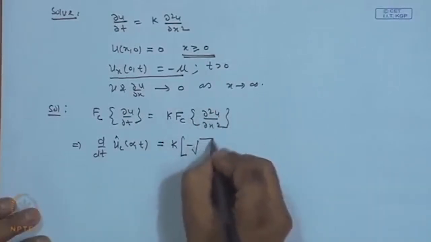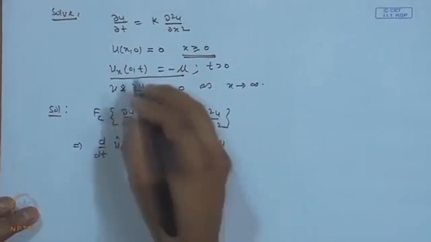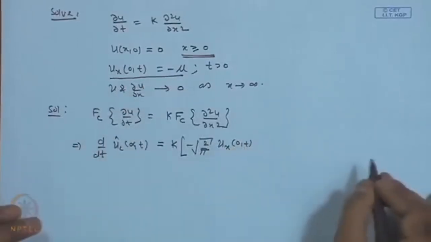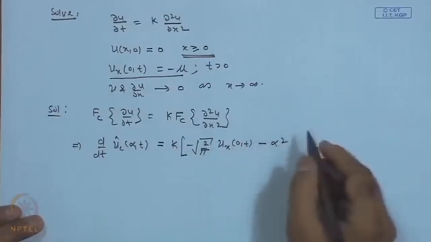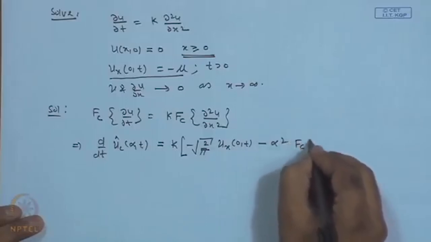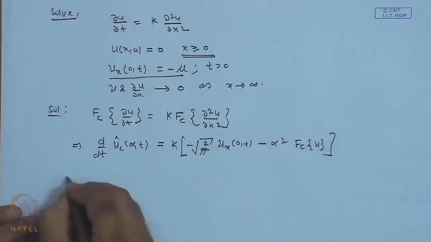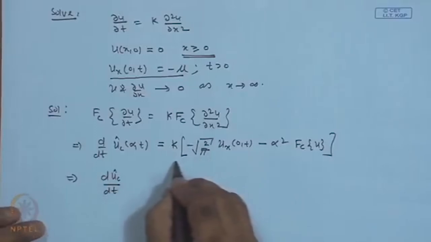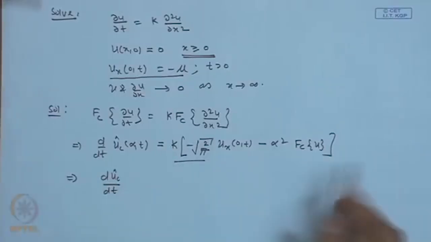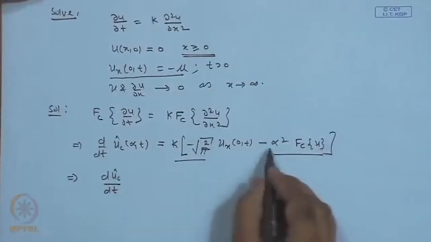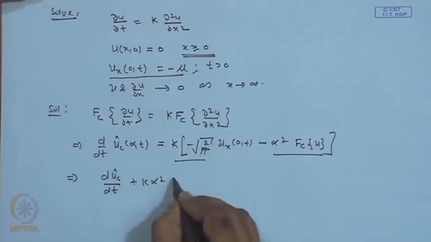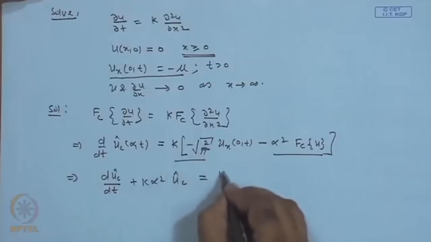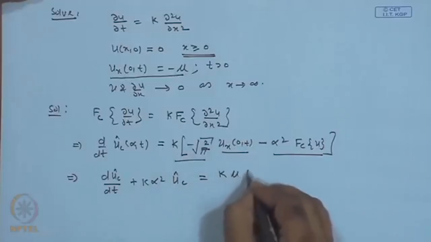Now the Fourier cosine transform of this: by that formula we have square root 2 over pi times u_x at (0, t) minus alpha square times the Fourier cosine transform of u. So we have d u_c hat over dt, and this we take to the left, since it is a u hat only: plus k alpha square u_c hat. And here we have k times, this is given as minus mu, so minus minus will be plus: k mu times square root 2 over pi.